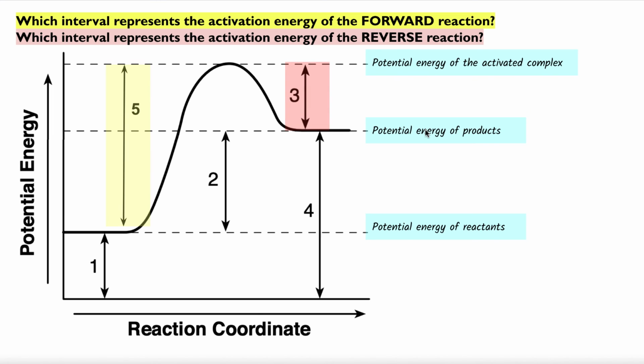So the activation energy would be the distance from the potential energy of the products to the peak of that activated complex. So interval 5 represents the activation energy of the forward reaction. Interval 3 represents the activation energy of the reverse reaction.